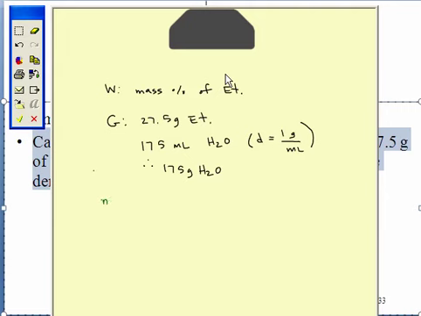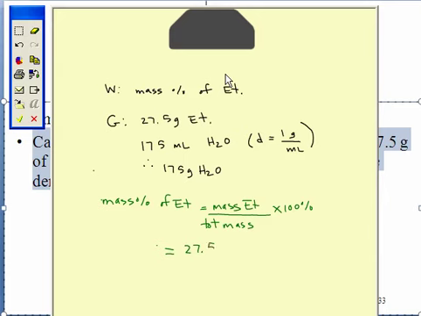So the mass percentage of ethanol is the mass of ethanol over the total mass, and then we multiply that by 100. So I just plug in my values. My mass of ethanol is 27.5 grams. My total mass is 27.5 grams plus 175 grams.